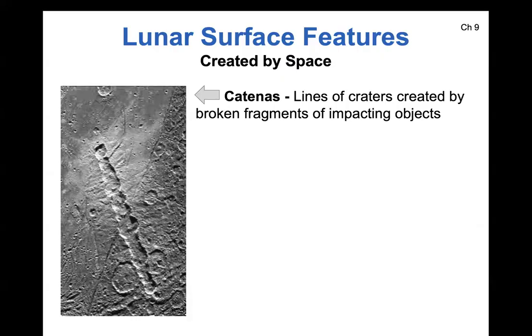So then there are catenas, and catenas are a feature that's created by space. So direct influence from space, not a geological feature, and they happen. All they are, they look sort of fascinating and different, but all they are is just a series of craters. But it's not just luck that a bunch of craters lined up like this.